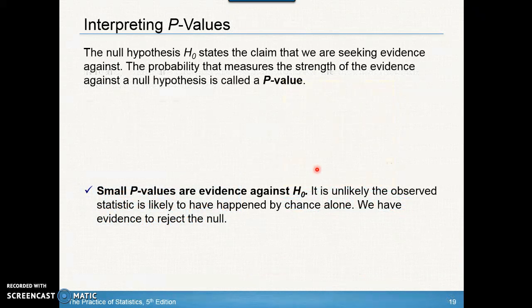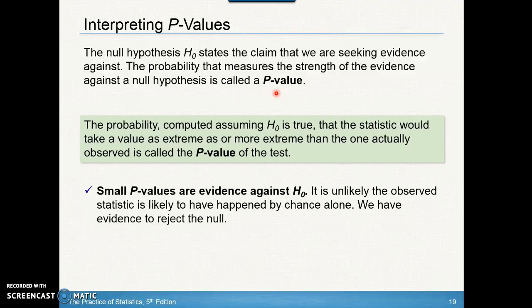All right, so the null hypothesis states the claim we are seeking evidence against. So sort of think of the null and alternative in terms of evidence. We're either looking for evidence for the null or evidence against the null. The probability that measures the strength of the evidence is called the p-value. So we're going to find the probability of our event occurring. That's going to be called our p-value.